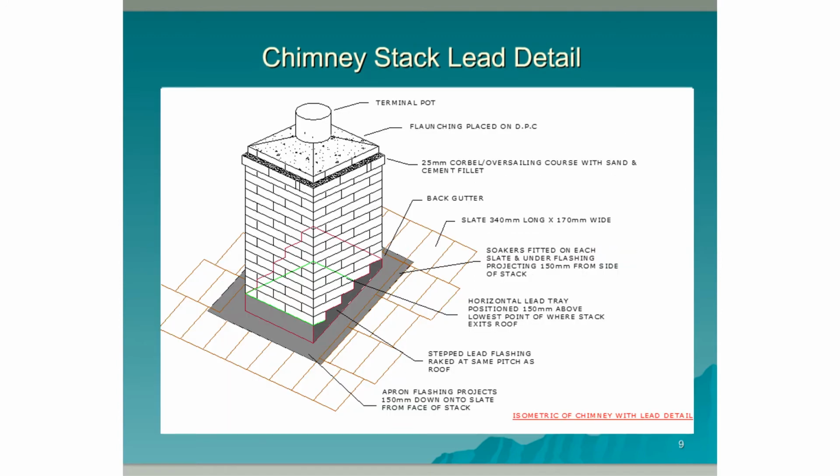Here we can see an isometric view of the chimney stack lead detail. So we can see in bright green there we have the horizontal lead tray, and this is positioned 150 millimeters above the lowest point of where the stack exits the roof. The next one then is the apron flashing, which is at the front of the stack, and this projects 150 millimeters down onto the slate from the face of the stack.